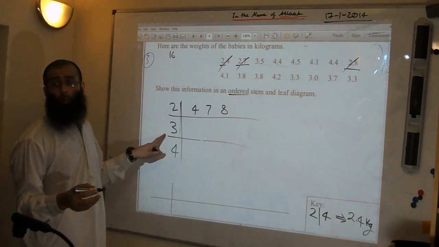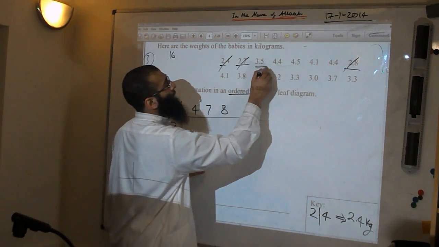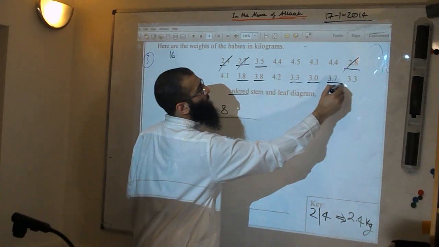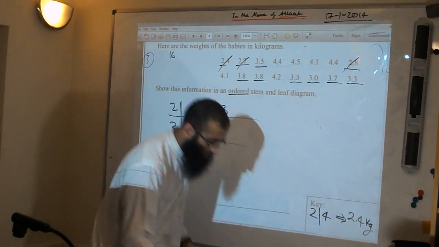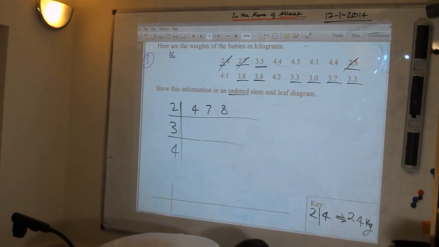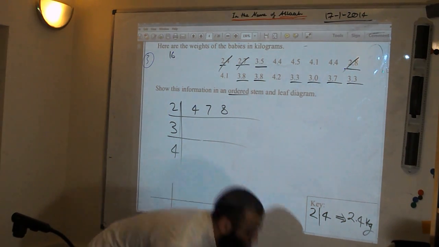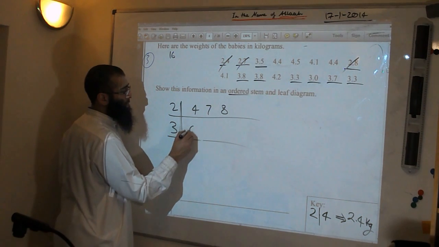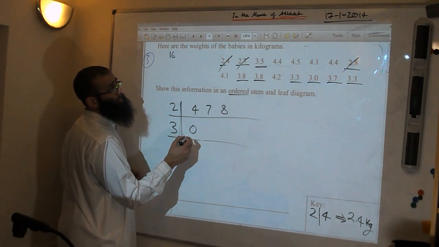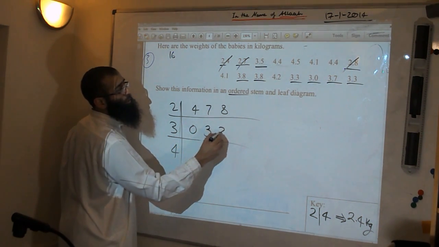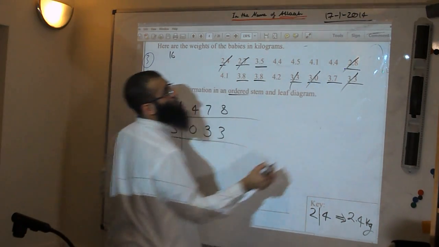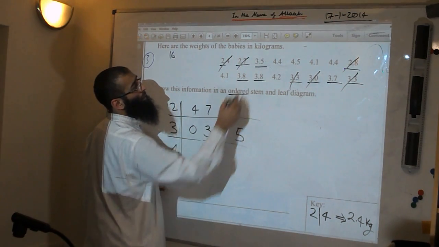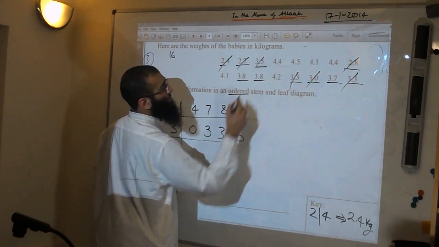Now, next one, look at the 3 point something numbers. So we have 3.5, 3.8, 3.8, 3.3, 3.0, 3.7, 3.3. Is that it, folks? Yeah. Right, so which is the first one then? 3.0. Next? How many 3's do we have? 2. Okay, what's next? 3.5. And then? 7. Okay, 7 and then 2 8's, yeah?